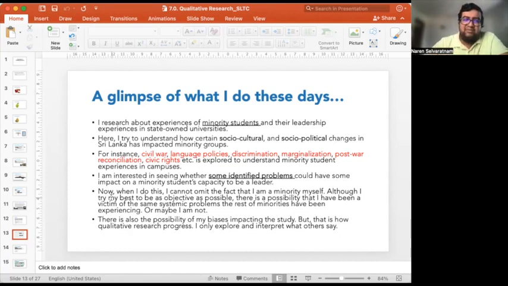So although I try my best to be as objective as possible, there is a possibility that I have been a victim of the same systemic problems the rest of the minorities have been experiencing. Or maybe I am not. What if, although I am considered a minority, I have never felt anything like that and I had a good time in the down south? So is it right for me to say then, yeah, I am Tamil, I have never gone through any problem, I don't think anyone else is going through problems as well? Can I say people in the South don't have any problems just because I stayed in the South? Do you think any Sri Lankan right now doesn't have any problems?